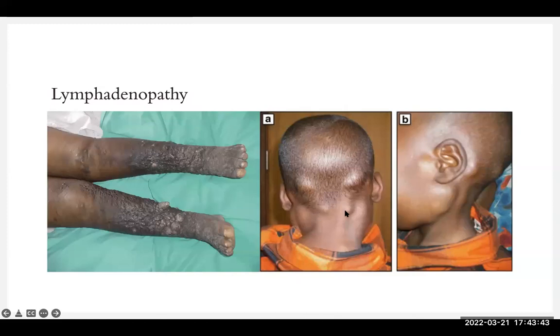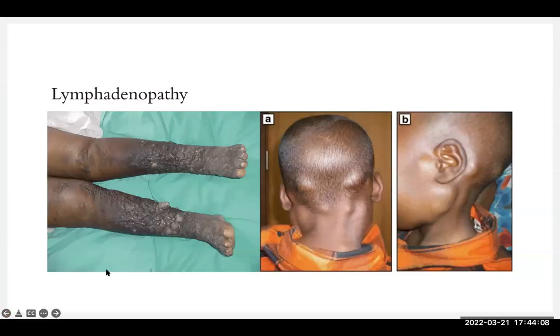This child has the preauricular, postauricular, what are they called? Forgetting the name. But you have the upper cervical lymph nodes already enlarged, and the occipital lymph nodes enlarged. So they're bulging lymphadenopathy, which are seen in classical Kaposi sarcoma.